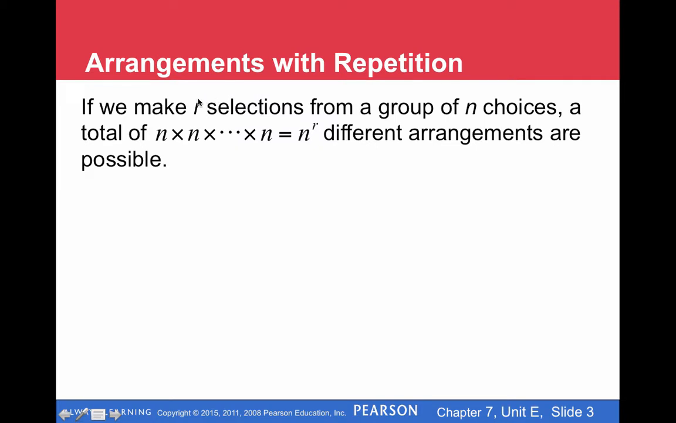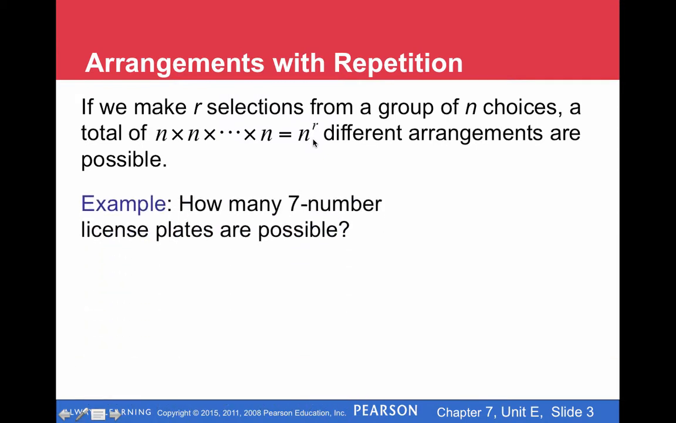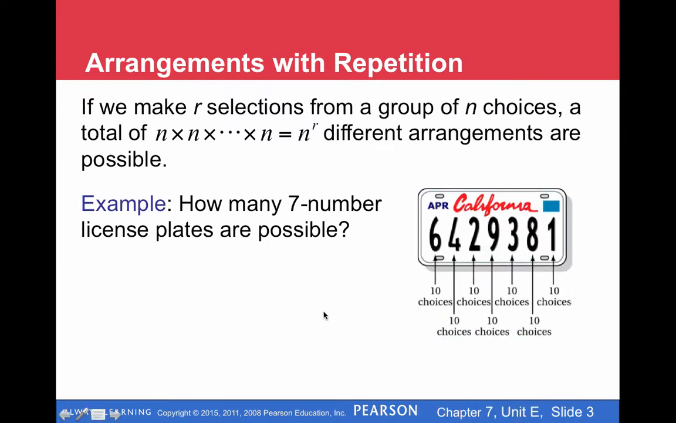If we make a certain number of selections, r, from a group of n choices, a total of n times n times n, n to the rth power, different arrangements are possible. An example would be how many 7-number license plates are possible. If we had to fill in 7 slots with numbers, like a California license plate, we have 10 choices for the first, 10 choices for the second, 10 choices for the third, and so on. And we're allowed to repeat the values.